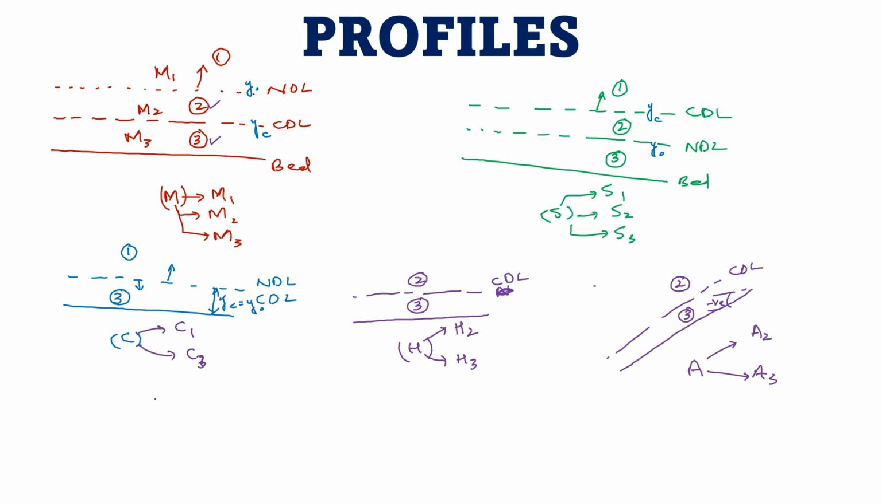So in total, we have 3 plus 3, 3 for mild, 3 for steep, 6, 6 and 6, 12 profiles. It means we can say that GVF can be classified based on 12 profiles.